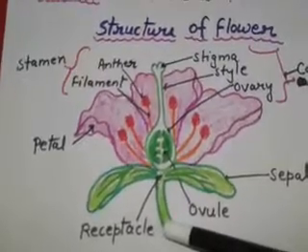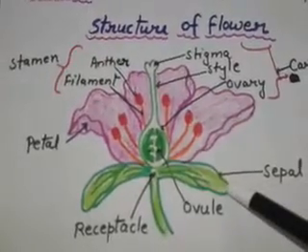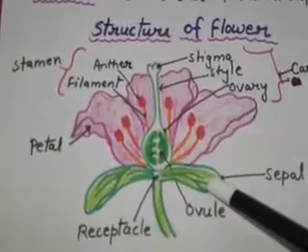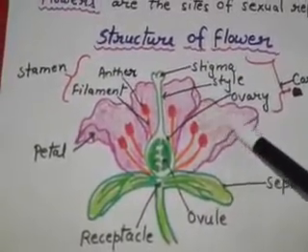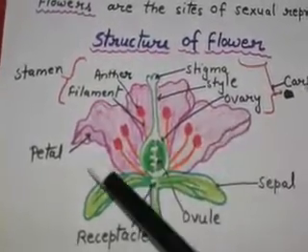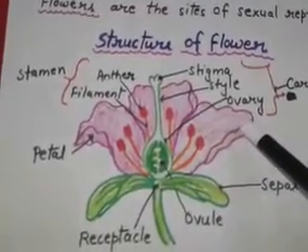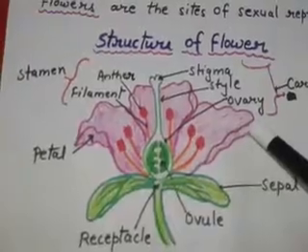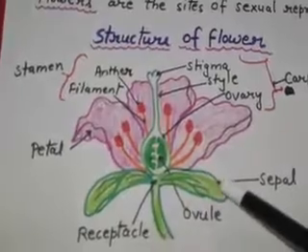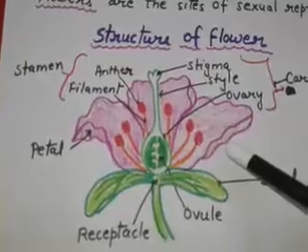Okay, students? Now we have a leaf-like structure which is called sepal, okay, which actually protects the flower. Next we have the colorful part of the flower which is called petal, okay, and these petals help in pollination by attracting the insects, okay. So the receptacle, sepal and petals are the accessory organs of the flower.